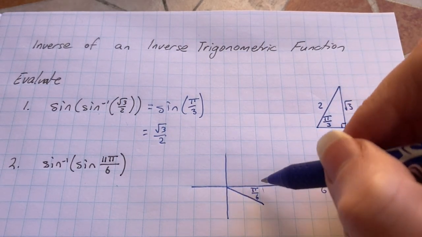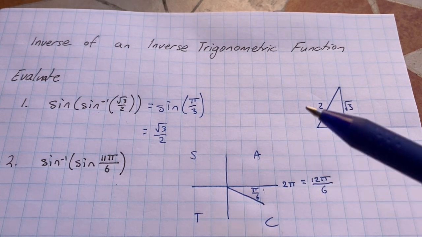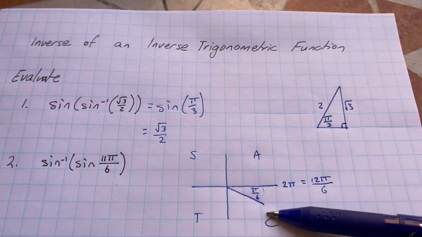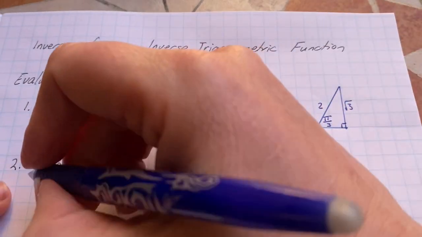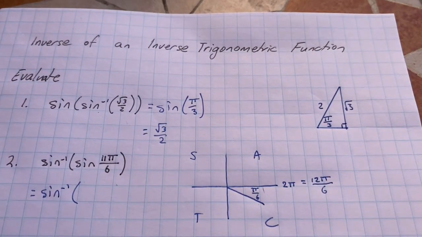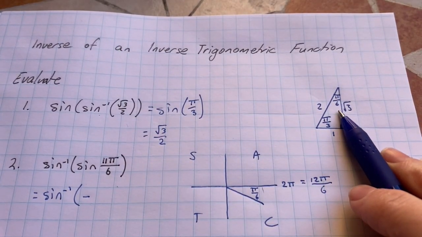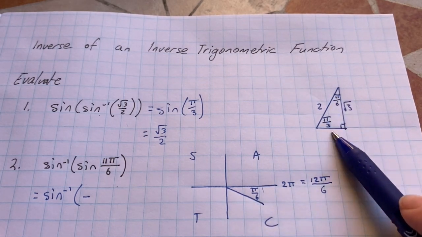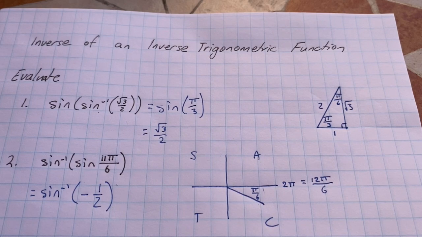So sine here, by our all stations to central, because it is sine, this one is going to be negative. So this is going to be equal to sine inverse of negative, now looking up here at our triangle, pi on 6 is this one, so half, sine inverse negative half.